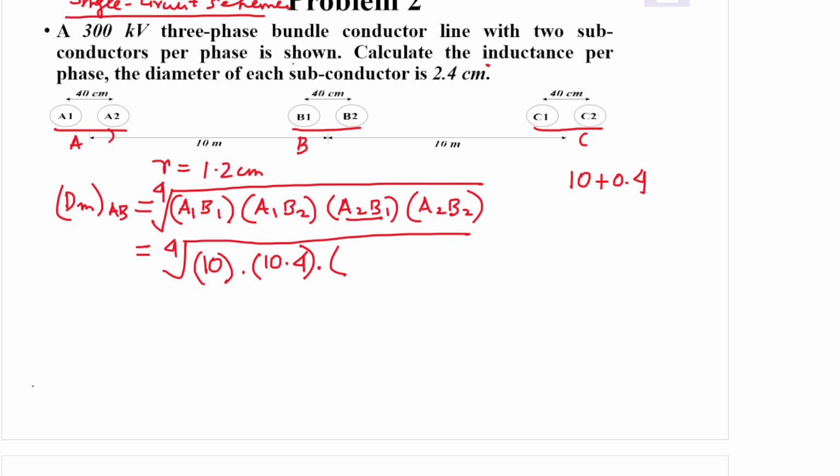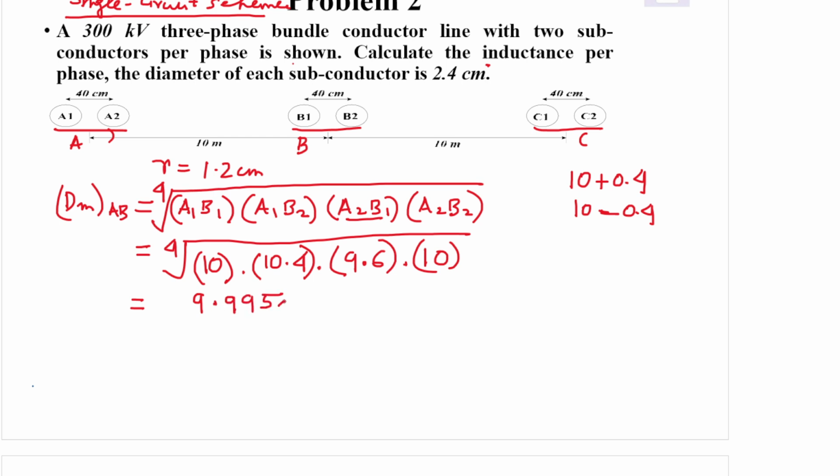What is A2 to B1? This distance becomes 10 minus 0.4, because this is 40 centimeter. So it is 9.6. And lastly, A2 to B1, it will be 10. So once you have calculated, you will get this result as 9.995 meter.